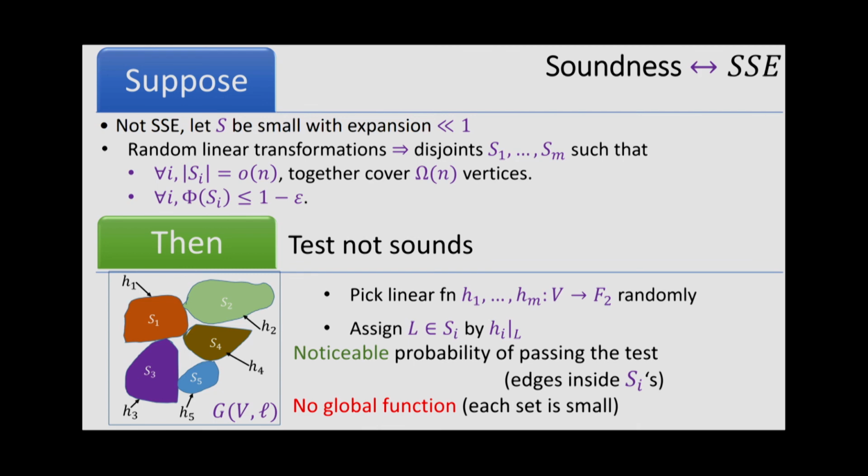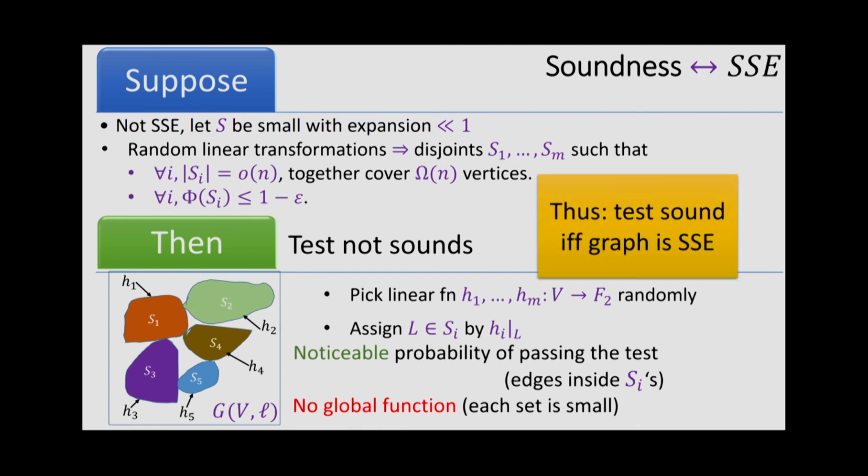However, you have no global structure. You are not close to any legal code word, and this is because each one of these sets is small. So none of these h1 to hm is really a candidate, and other functions simply have no chance. So this is a very nice connection that shows that if the Grassmann graph is not a small set expander, then the test is not sound. So what can we say about small set expansion?